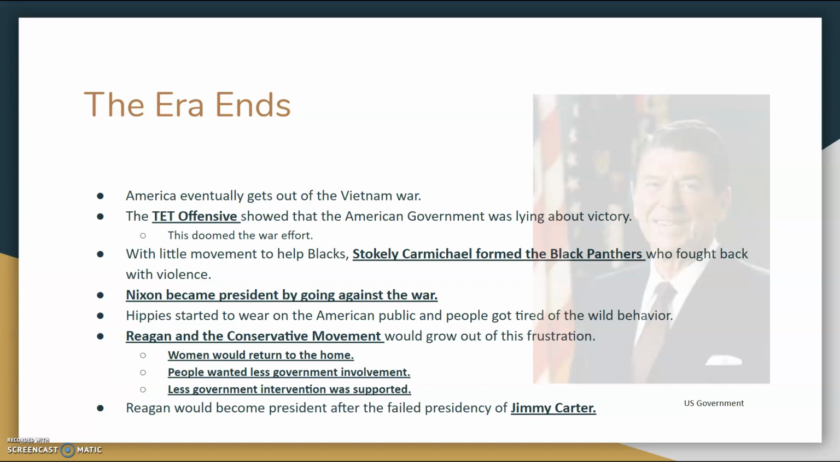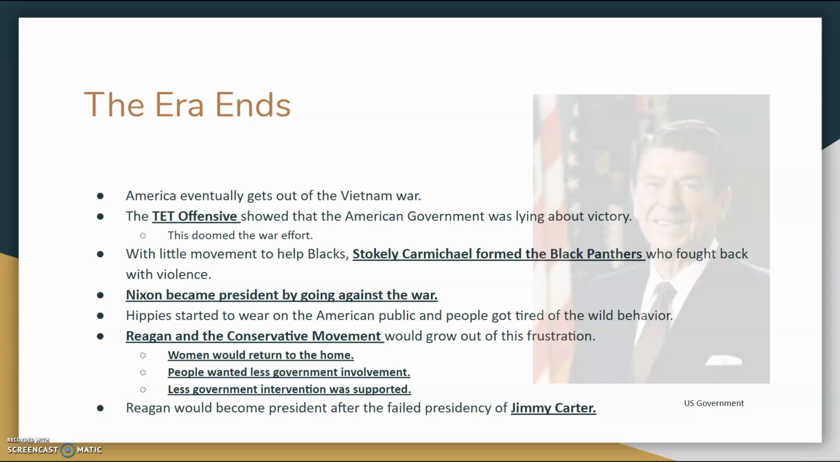And as we get into the 1970s, hippies start to wear on the American public because people were tired of the drug use and the promiscuous behavior. So this is an interesting ebb and flow that takes place, because the hippies came about because people were tired of the rigid conservative nature of the 1950s. What we see is as the hippies take over and become more mainstream, people become tired of their antics, and then a new conservative movement would come about with Ronald Reagan, which would then focus on women returning to their roles in the home. People wanted less government involvement in their lives.